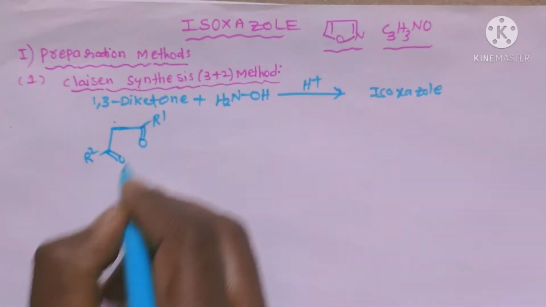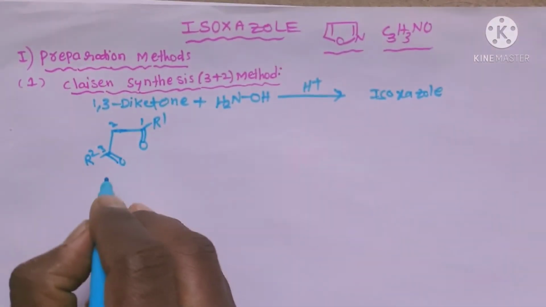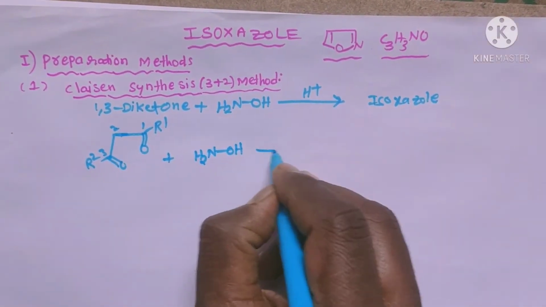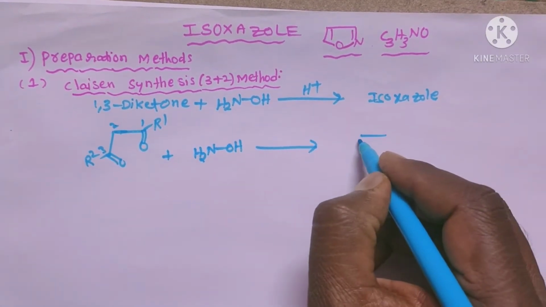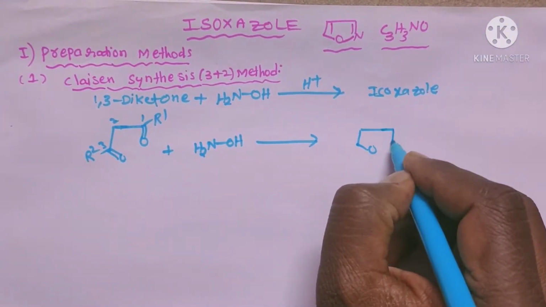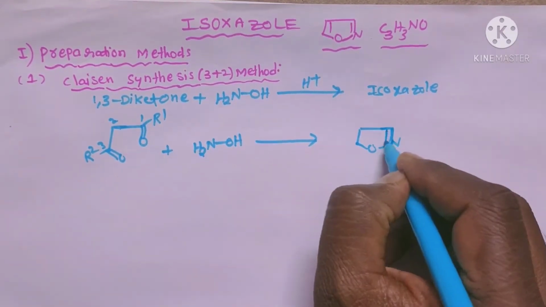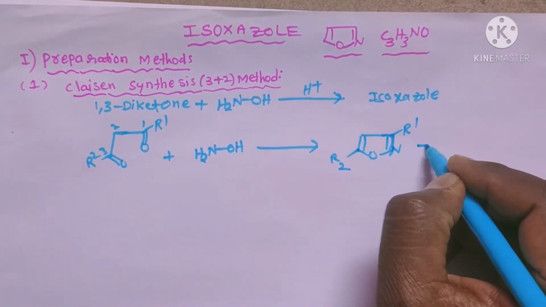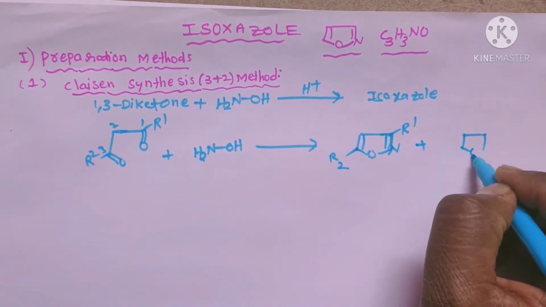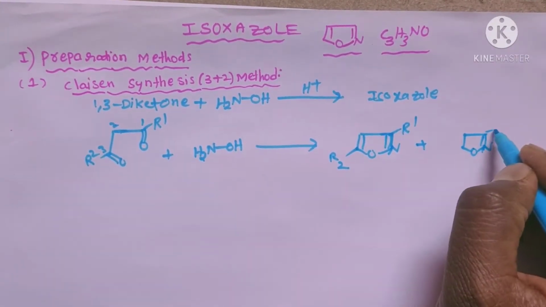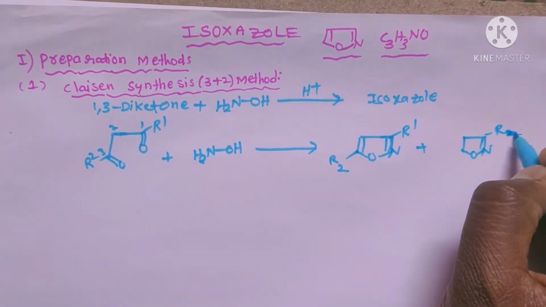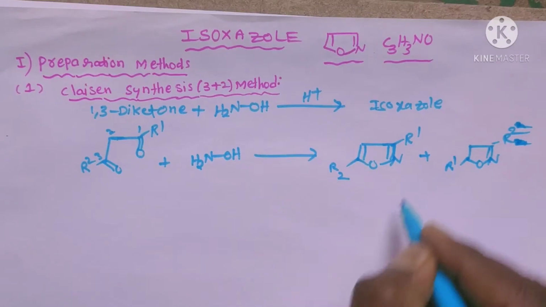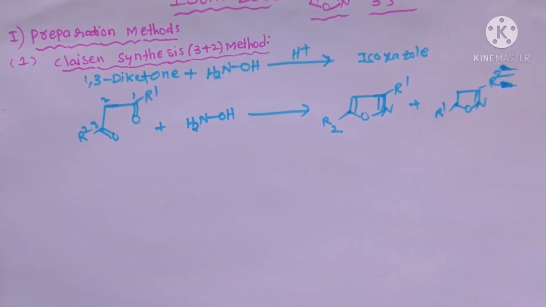R2. Look here, 1, 2, 3. So this is 1,3 diketone, and here we write the NH2OH. So here we may get two types of products. So here we write N, R1 and R2, or we can get this also. Look here. So here we write N, R2. So we write 2 here. Okay, 2 here, and we write here R1. So here we get two types of products.